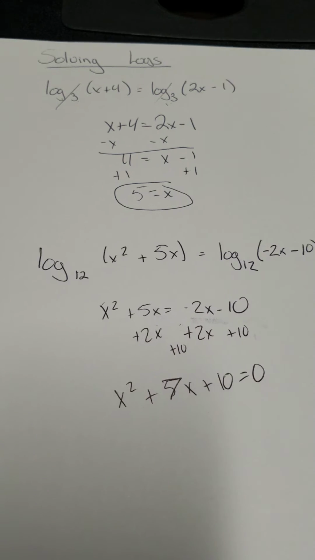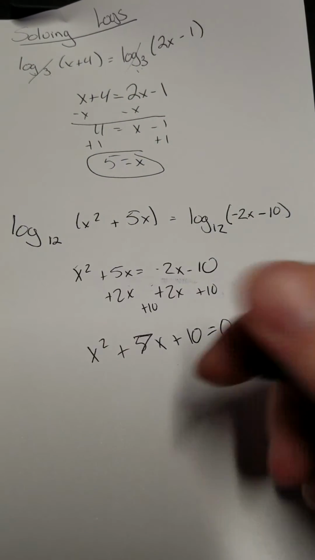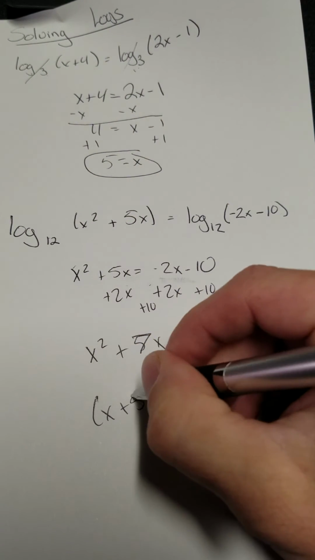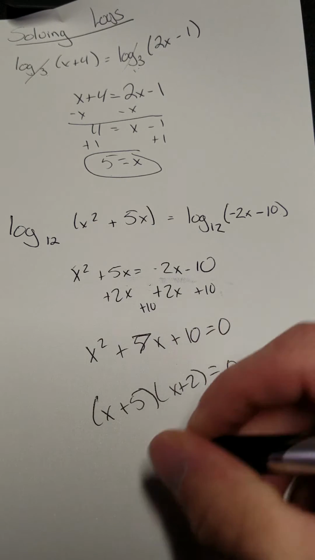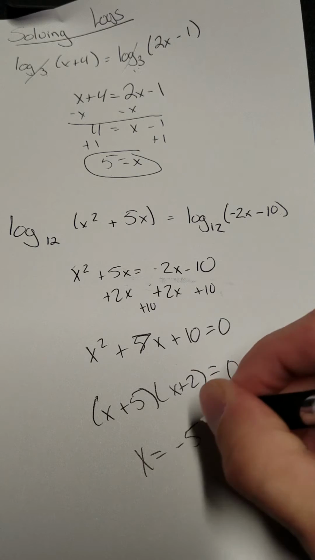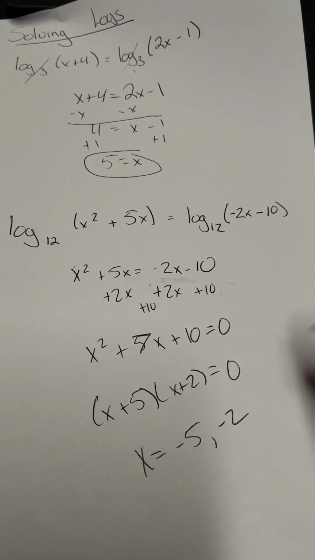Factor it, as we would do with all quadratics. x plus 5, x plus 2, x equals negative 5 and negative 2.